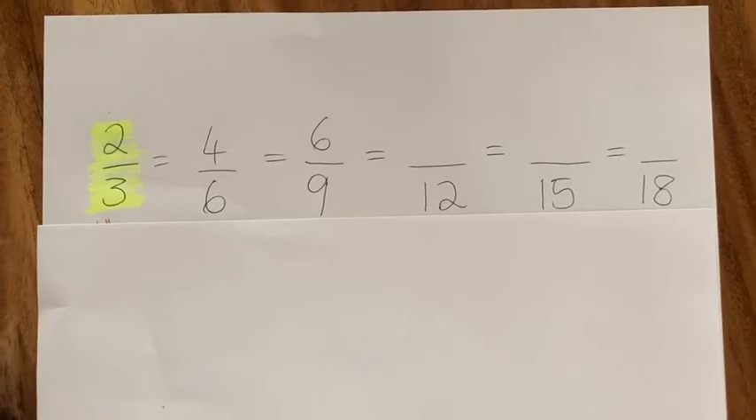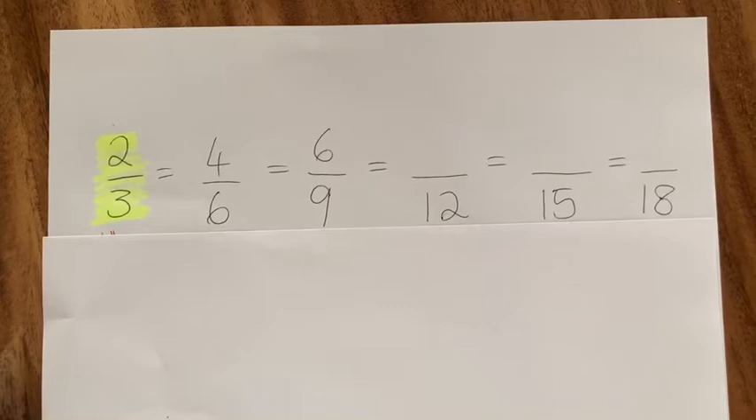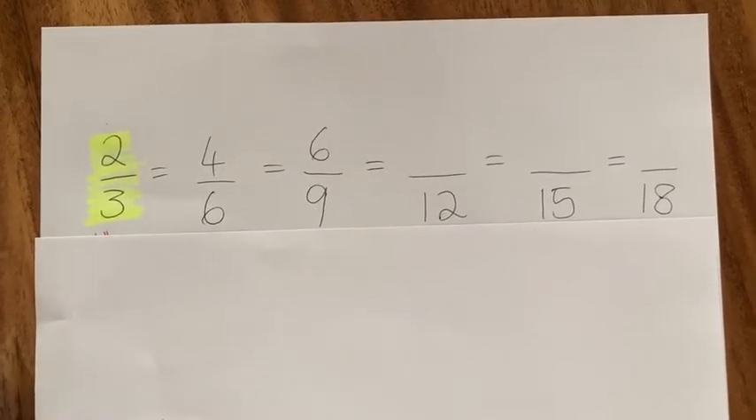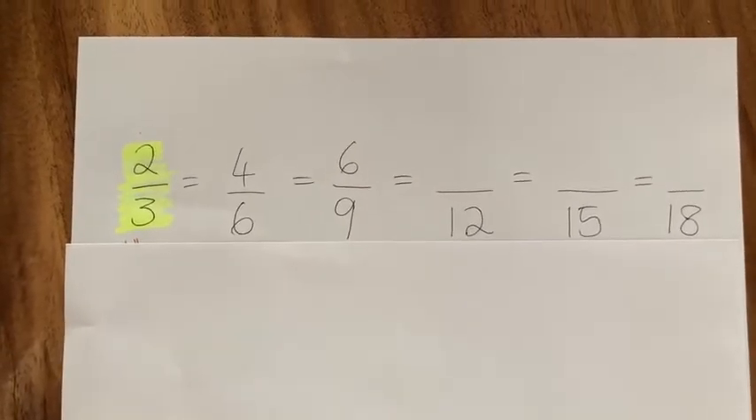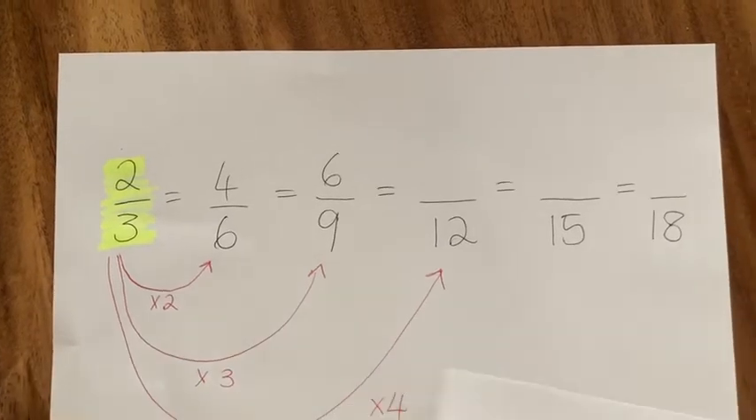Now we need to remember that we always have to refer back to the very first fraction, which in this case is highlighted as 2/3. Now the first two give us a clue. Remember that we said whatever we do to the bottom, we do to the top.